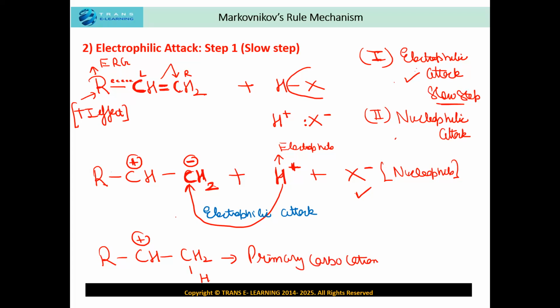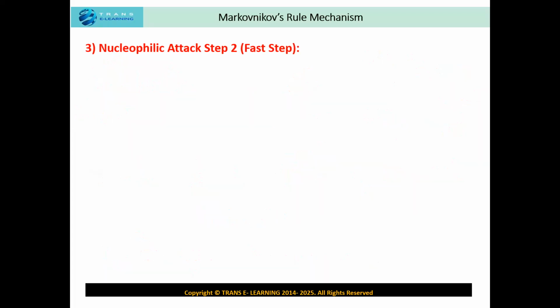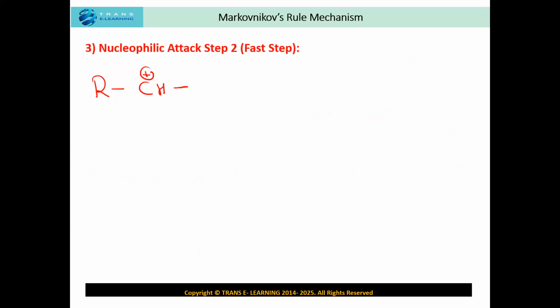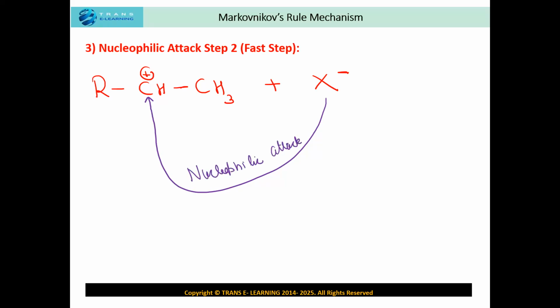Now our second step is the attack of the nucleophile. So I can write the carbocation like this, and instead of writing it like CH2 and H, I am going to write it as CH3. And now this is the nucleophile, and the attack of the nucleophile will take place. So this nucleophile will get attached to the carbon atom with the positive charge. So this is the nucleophilic attack and the addition. So now the structure will be R, this is CH, this is the halogen, and this is CH3.